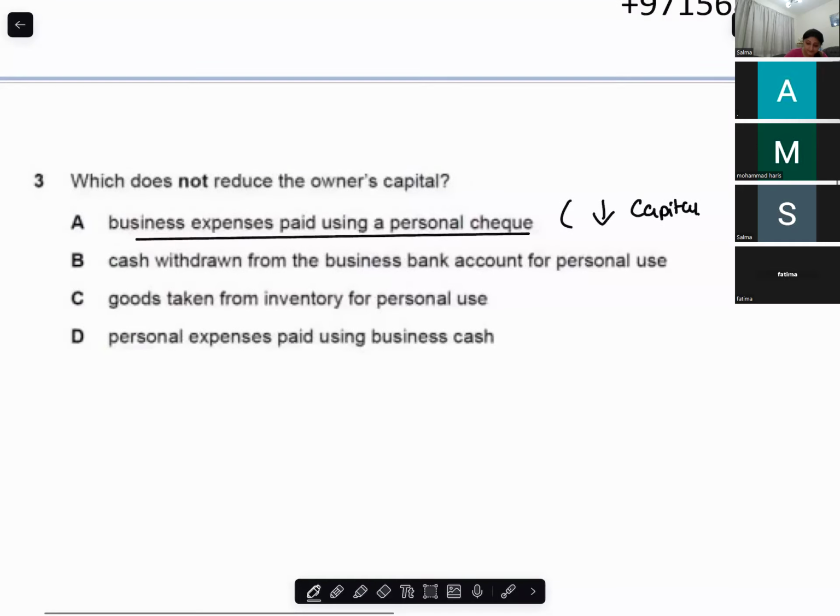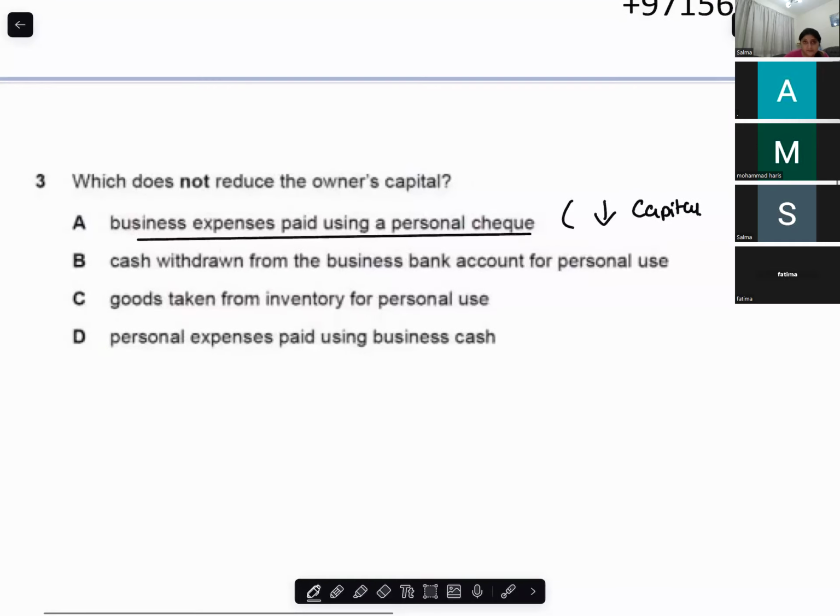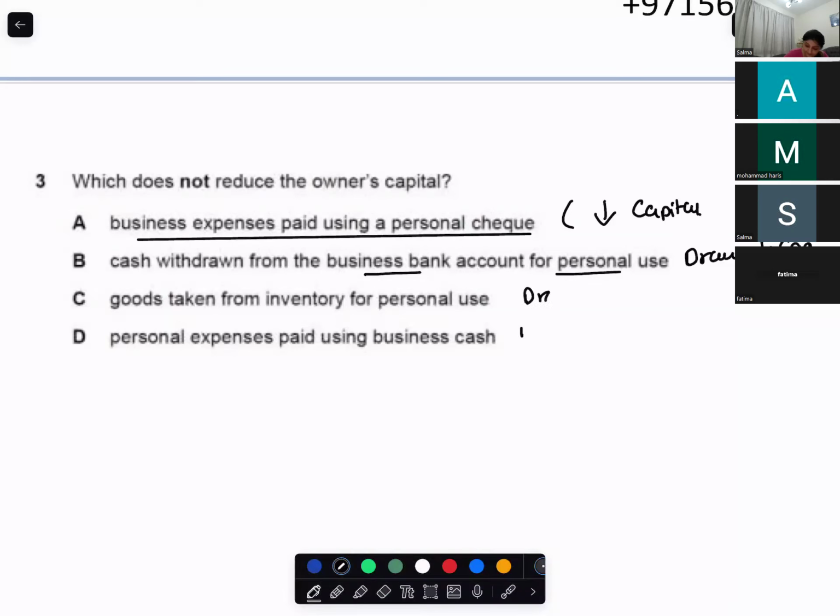Okay, then cash withdrawn from the business bank account for personal use. So this is drawings, so this will also reduce the capital. And C is cash withdrawn from business bank account for personal use. So this is drawings. Yeah, this will also reduce the capital. Okay, and same goes for the third one as well. Goods taken from inventory. Drawings. Yeah. So answer is D.